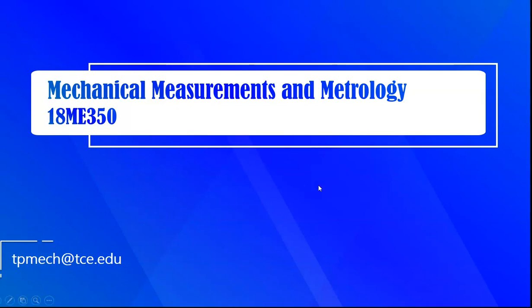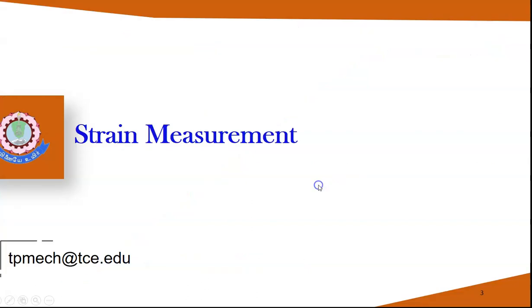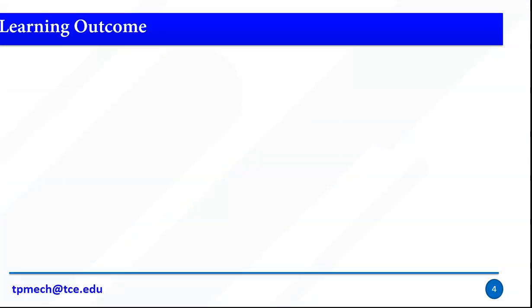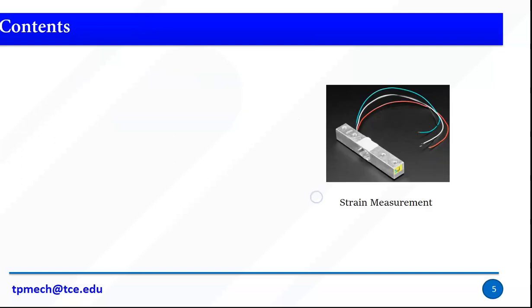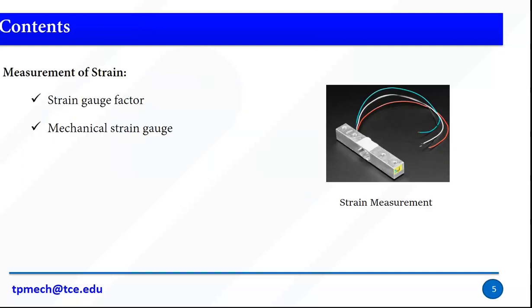Our course is Mechanical Measurements and Metrology. As per our agenda, today we are going to cover strain measurements. The learning outcome is that the learners will be able to select suitable instruments for strain. We have two contents: one is the strain gauge factor, and the other is the mechanical strain gauge.